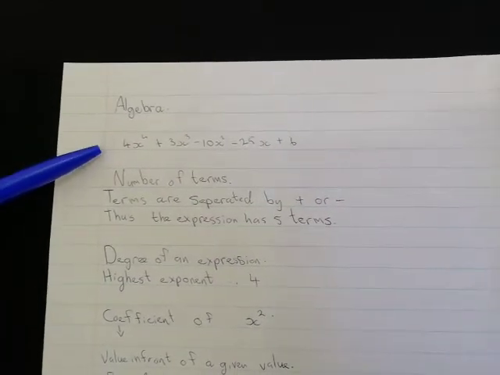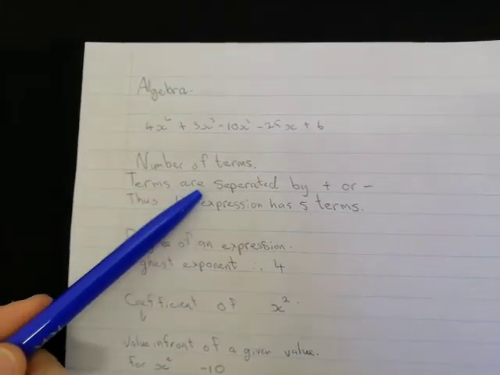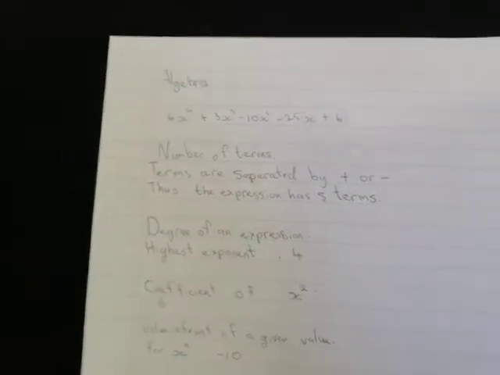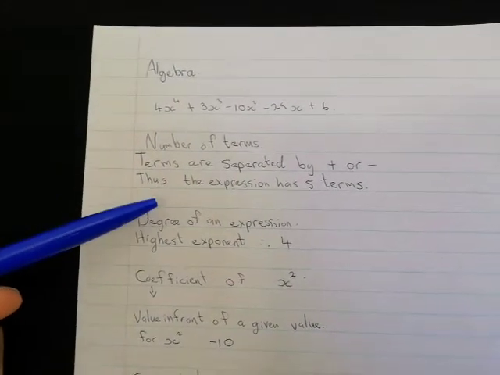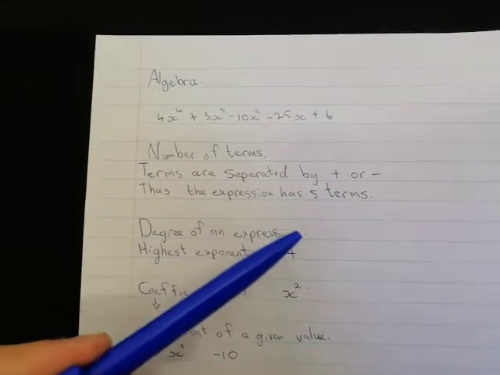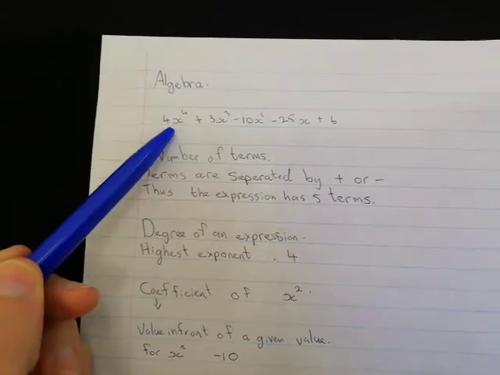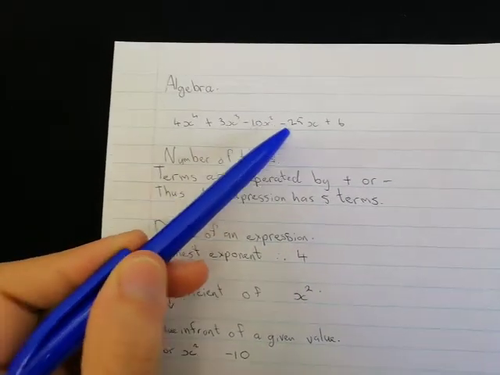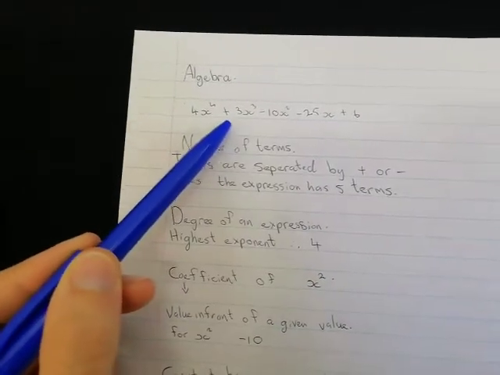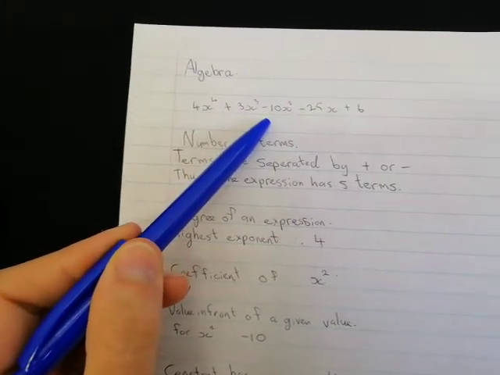With algebra, there's a few basics that you need to know. The first thing you need to know is how to find the number of terms that you have in an expression. To find out how many terms you have in an expression, you have to remember that your terms are separated by a plus or a minus. So if you look at the expression given, you have 1, 2, 3, 4, 5 separate terms that are separated by a plus or a minus.